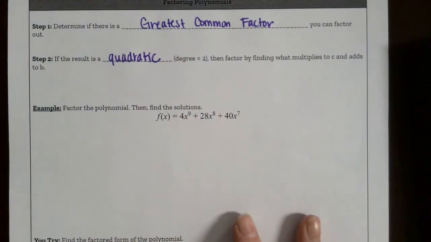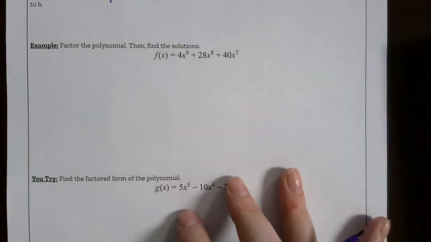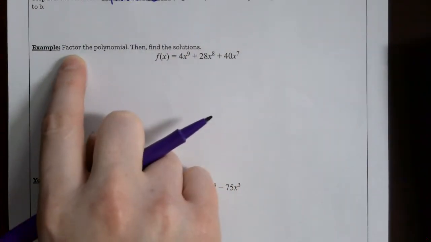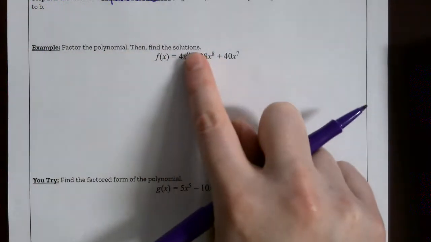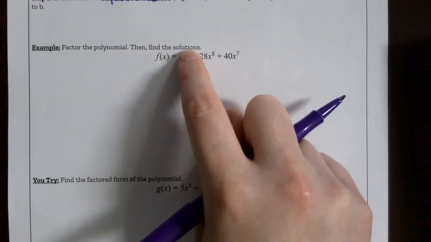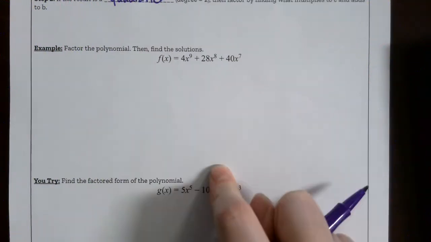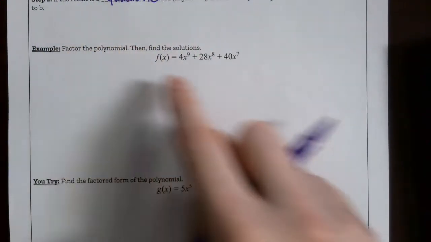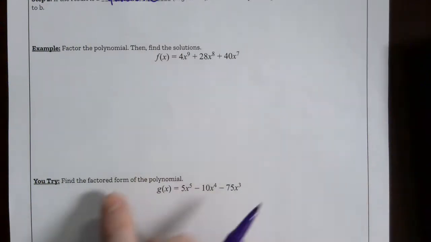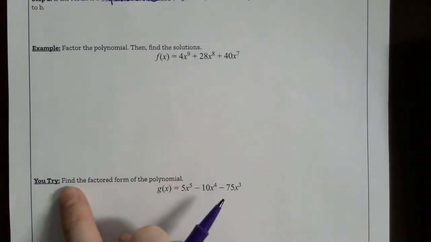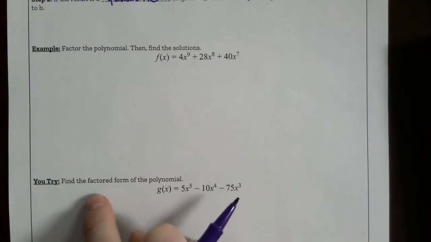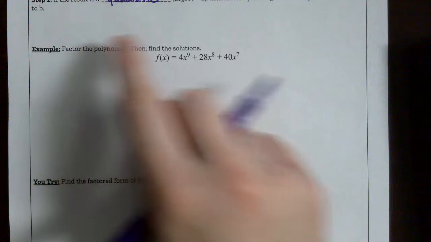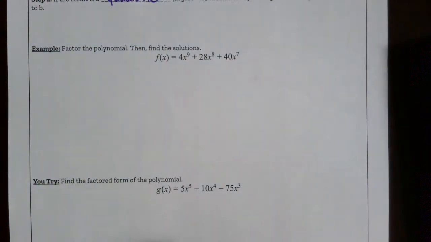So let's go ahead and do that. One thing that's really important with these questions is you need to make sure you read the instructions, because sometimes it will ask you to factor and sometimes it will ask you to solve. And so I'll show you in this process where you stop for each one. But if I just ask you to factor it, then you don't have to do the extra work to solve it. So like down here for the you try, this just says find the factored form. So you would stop at the factored form and then not have to solve it. For this one, it says to factor and find the solution, so we're going to do both.